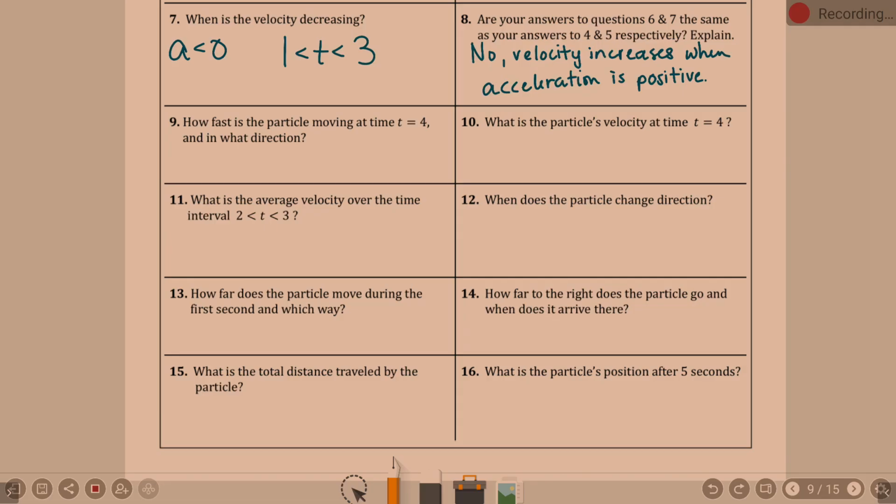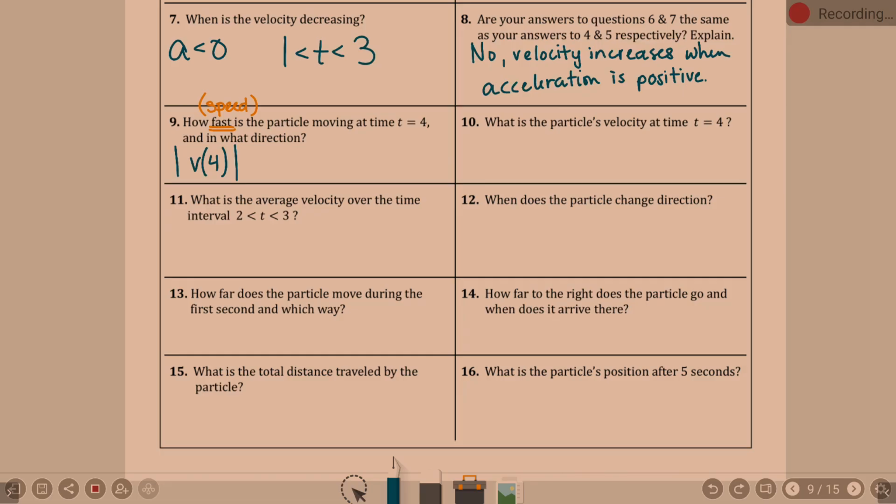Okay. I'm going to tweak one thing. Since they use the word, how fast is the particle going, what are they referring to? Speed. Since they use the words how fast, they need you to reference speed. And we talked earlier that speed is the absolute value of velocity. So speed is the absolute value of velocity at time 4.